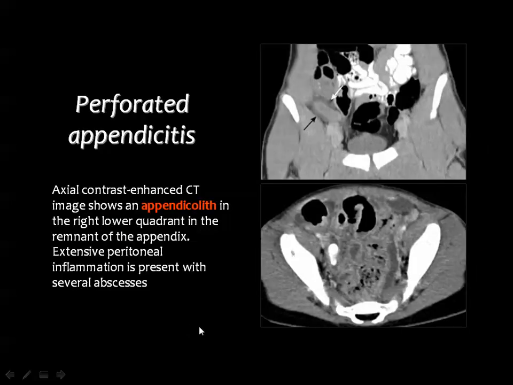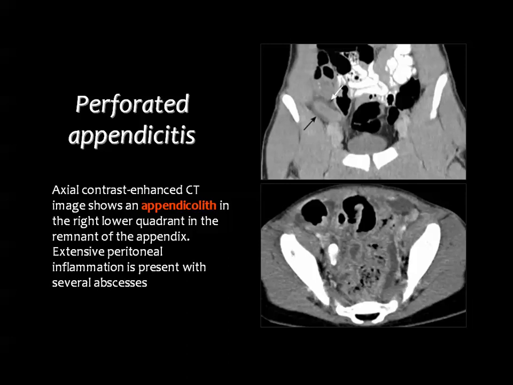And if you have the CT scan, you can see that this is the appendix and the wall is thickened and enhanced. You also see some fluid around the region of the appendix. And in the lower section, another section, you can see the calcified appendicolith.